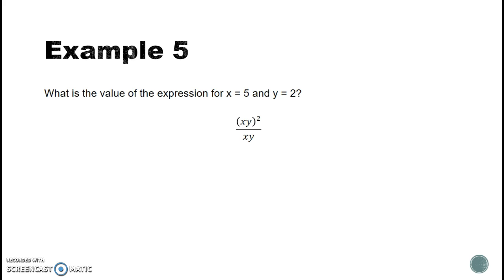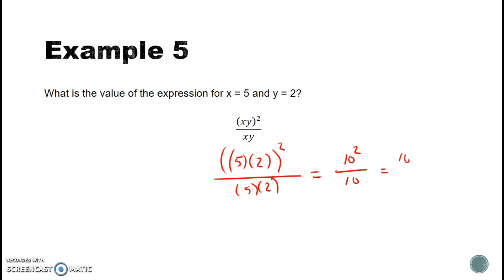Alright, our next example, what is the value of the expression for x equals 5 and y equals 2? So again, I'm going to plug in for what I have. So we have 5 times 2, all of that, squared, over 5 times 2. So we're going to work with our grouping symbol. So on the numerator, we're going to go inside the parentheses and do 5 times 2, which is 10. And that's going to end up being squared over 5 times 2, which is 10. So 10 squared is 100, and 100 divided by 10 gives us 10. And that is our final answer.